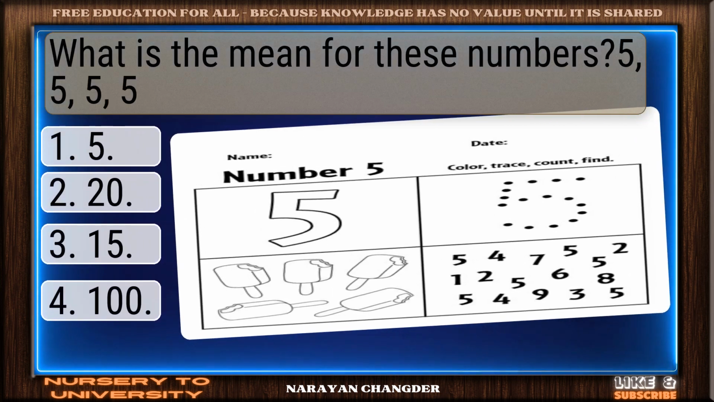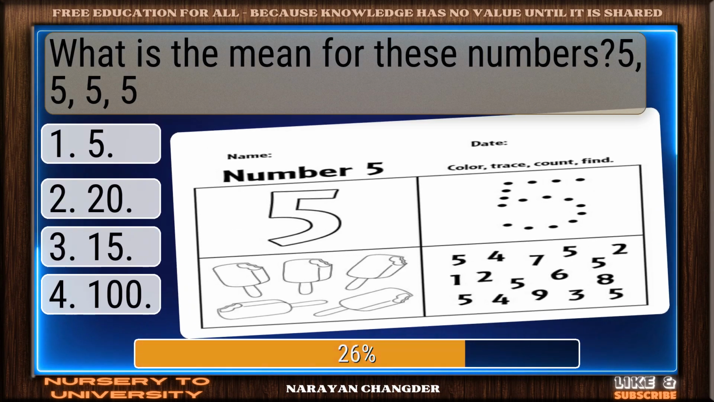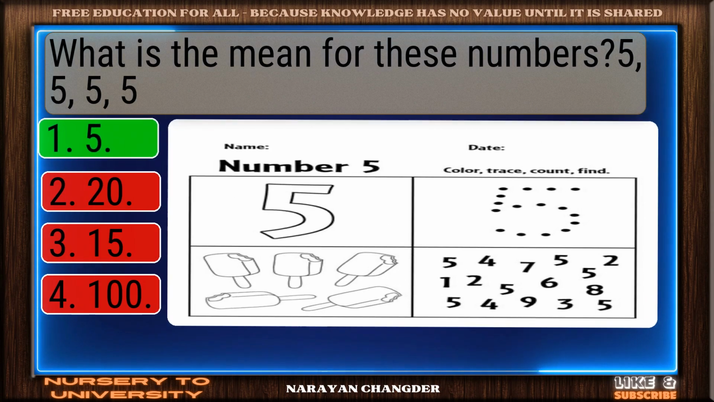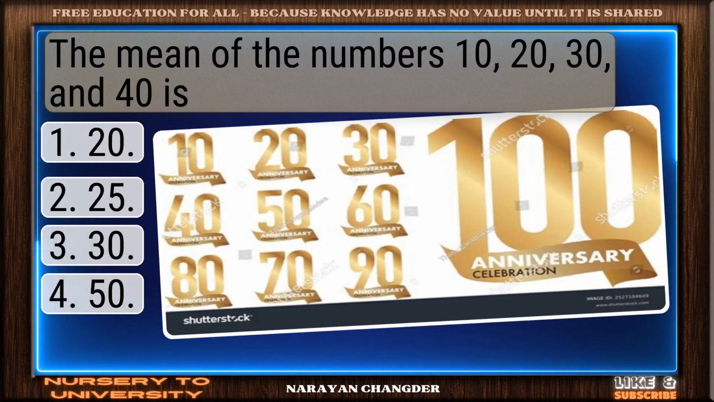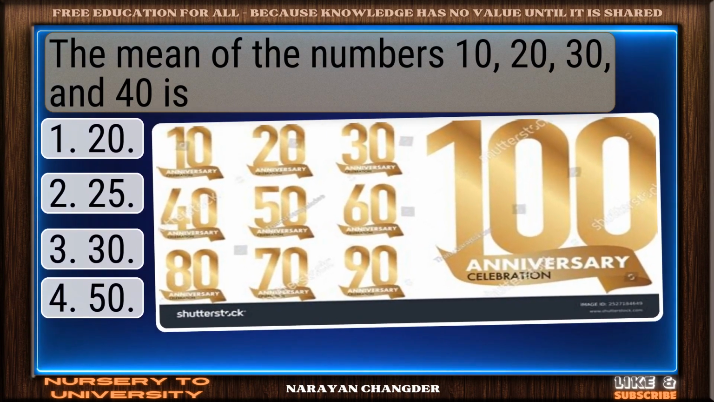Question number 207. What is the mean for these numbers? 5, 5, 5. Sharp thinking. 5 is the right choice. Question number 208. The mean of the numbers 10, 20, 30, and 40 is.